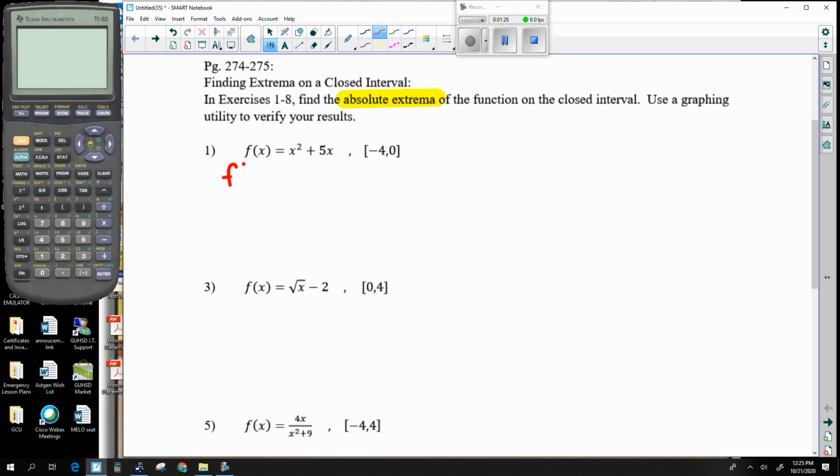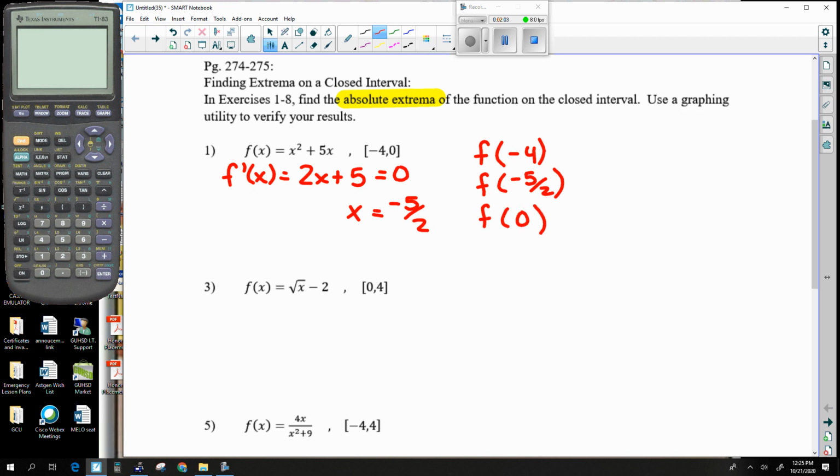All right. So we begin by finding any critical points. That's where derivatives are equal to 0 or are undefined. So the derivative is 2x plus 5. If I set this equal to 0, I see that I have a critical point at -5 over 2. That's the only critical point. So to find absolutes, again, we do the candidates test. We test the original function at -4, -5 over 2, and 0. So I test any critical points, including the endpoints of the interval that is given.